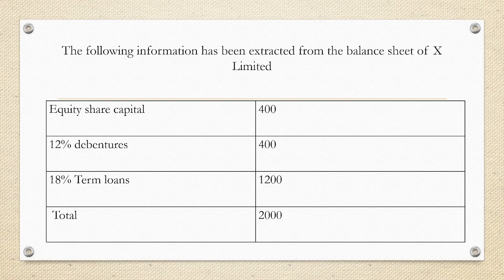In this session, let us determine the weighted average cost of capital. The following information has been extracted from the balance sheet of X Limited. Equity share capital 400, 12% debentures 400, 18% term loans 1200, and the total is 2000. So we have the information about the equity share capital and two types of debt. One is 12% debentures and the other one is 18% term loans.